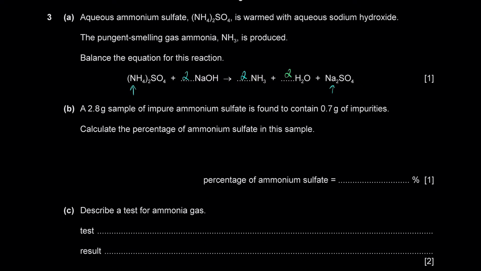2.8 gram sample of impure ammonium sulfate is found to contain 0.7 grams of impurities. Calculate the percentage of ammonium sulfate. These are the impurities. How much of it is pure? 2.8 minus 0.7. So the pure amount is 2.1 grams, the subtraction. The total amount is 2.8 grams. So that's 2.1 over 2.8 times 100, 75.